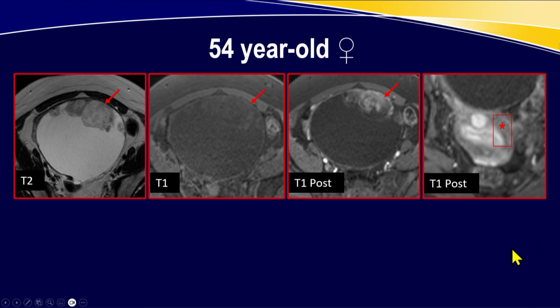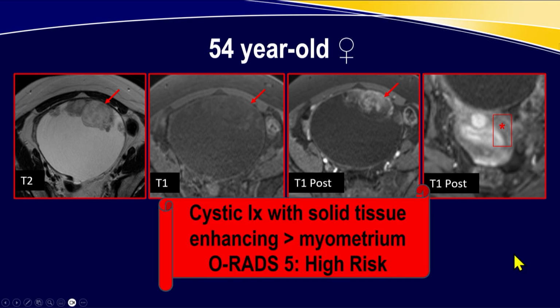Here with a 55-year-old female, you see the T2, T1 post-contrast imaging, and again, I'm showing you that last image, showing you that we're comparing it to the myometrium at 30 to 40 seconds post-contrast, and we have a cystic lesion with solid tissue enhancing more than the myometrium. That's O-RADS 5, that's a high-risk lesion.